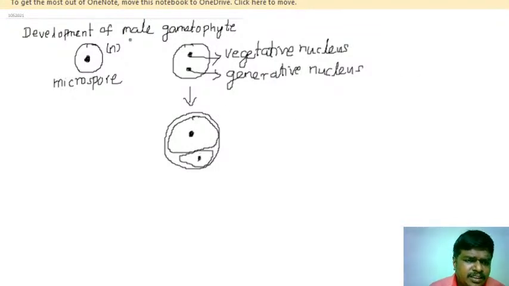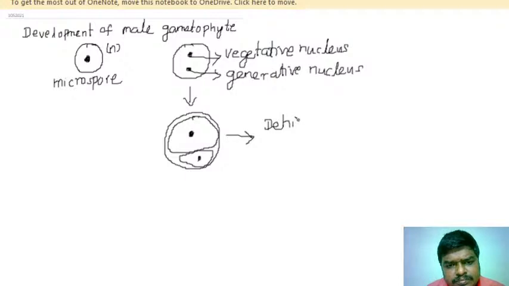Now you can see it here. First the nucleus divides, then it transforms and becomes two cells. So two unequal cells are formed. One is a large cell, called the vegetative cell. The other is a smaller cell, called the generative cell. In this condition only, the pollen grains are released.